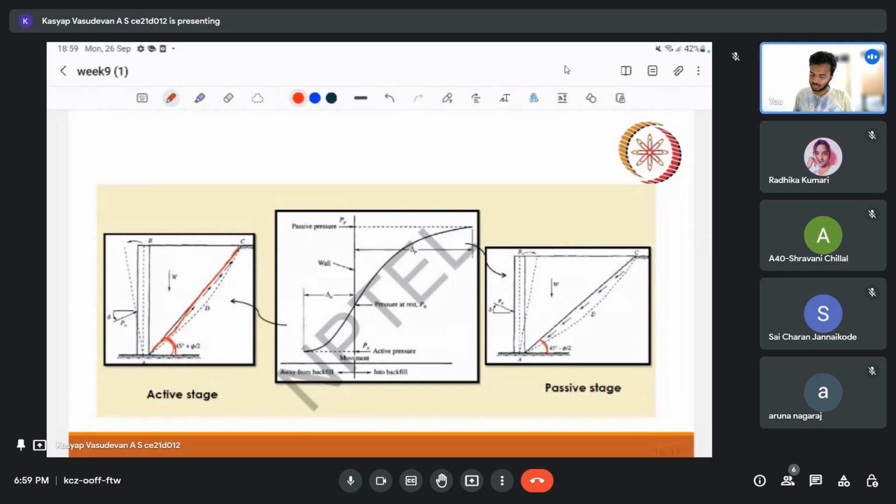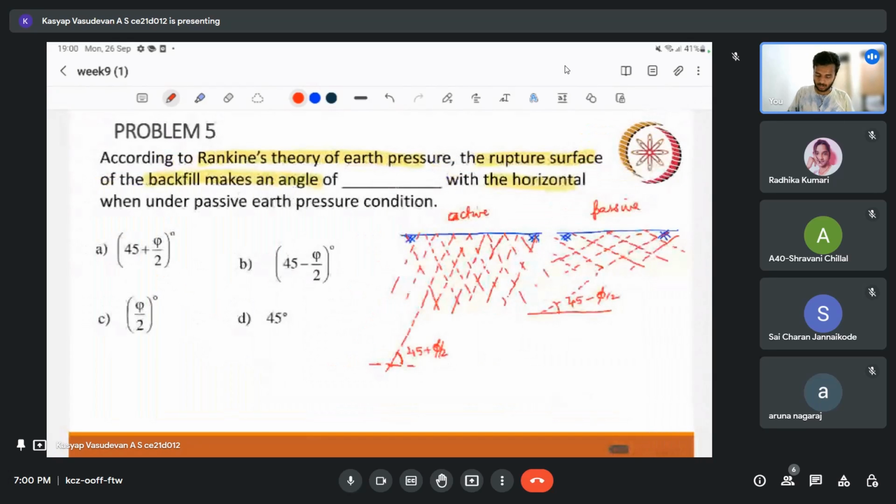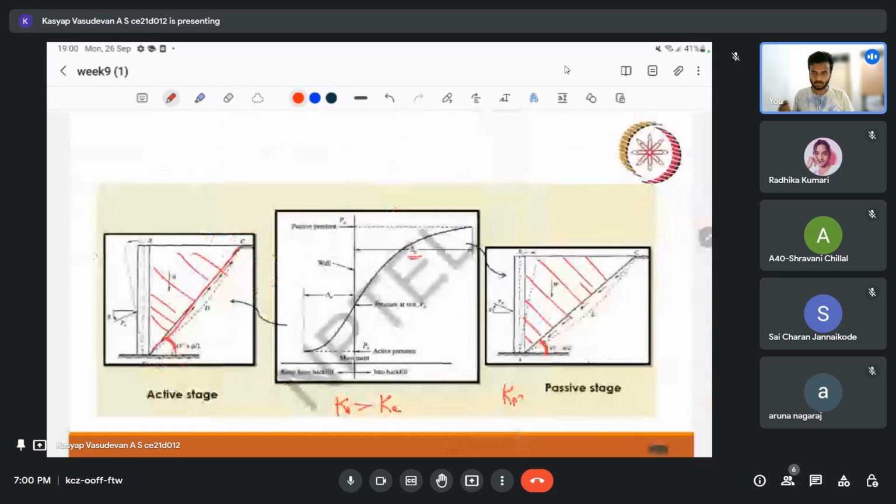If you are unable to remember this, here is something you can remember. In the passive case, our k value is higher, so we are supposed to displace a bigger wedge. In order to get a bigger wedge, we need a lesser angle here, that is 45 minus phi by 2. Because our Kp value is higher, I can write Kp is greater than Ka. So the wedge involved is smaller in the active case, and that's why this angle is 45 plus phi by 2. That is also a way to remember. If you remember either this concept or that one, it's up to you.